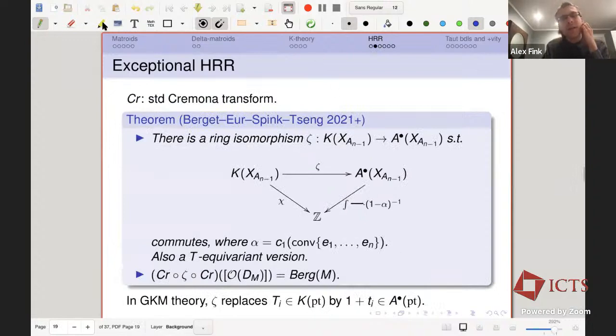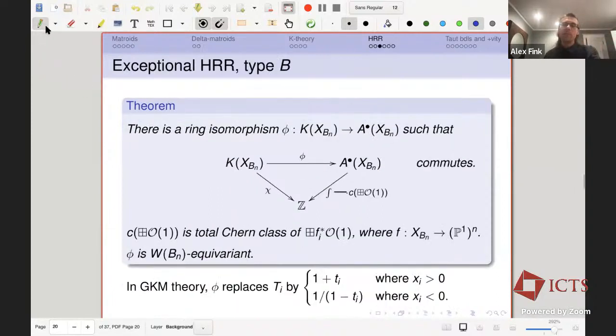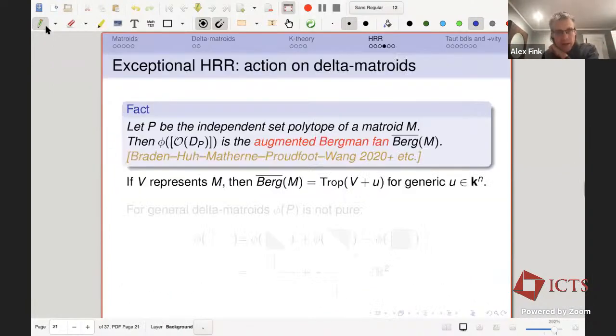Now, like I say, I think the most interesting part of this type A exceptional isomorphism is this fact that it turns the matroid polytope, well, okay, I've written it as the class of the divisor, that's an element of the K ring, but it's the matroid polytope, it turns the matroid polytope into its Bergman fan. It kind of shows where the Bergman fan comes from. It justifies the Bergman fan. So is there some version of that in type B? Well, partly.